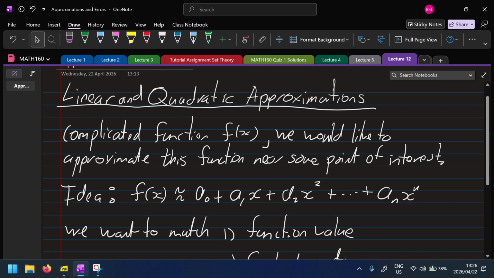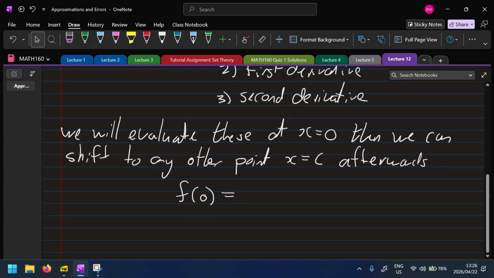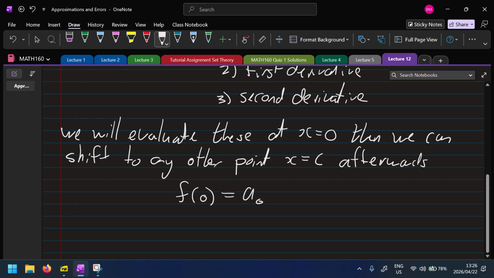Okay. On the right side, we're going to substitute 0 because we want it to match. Notice all of the terms after A0, they go away. So A1 goes away, A2 all the way to AN, all of those go. We're left with A0. Okay, well that's great. We know what A0 is now. So in our polynomial approximation, A0 is just the function value at 0.